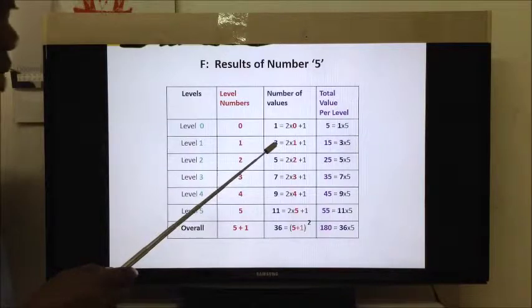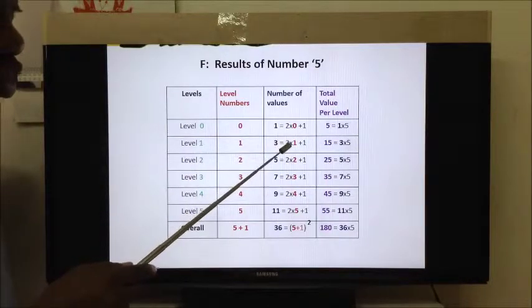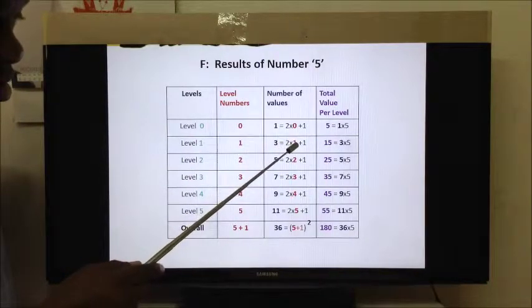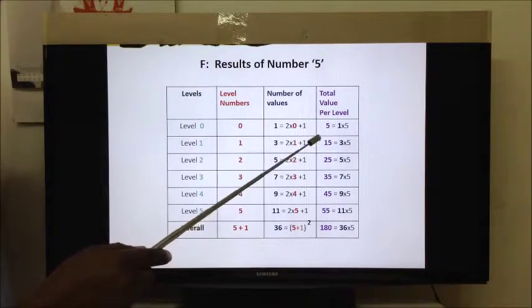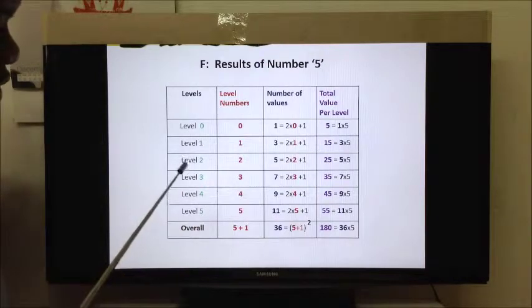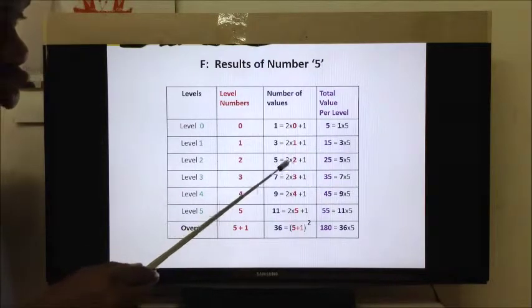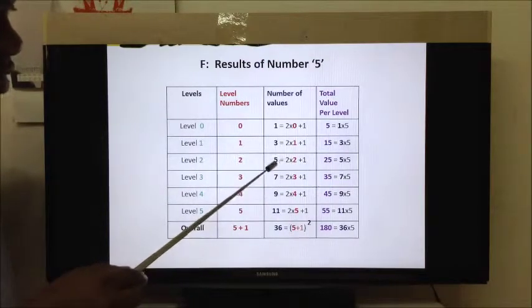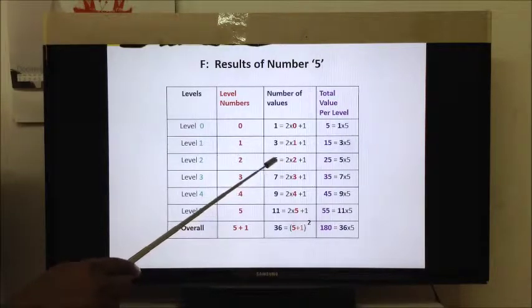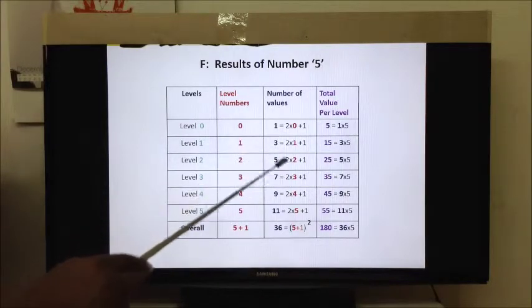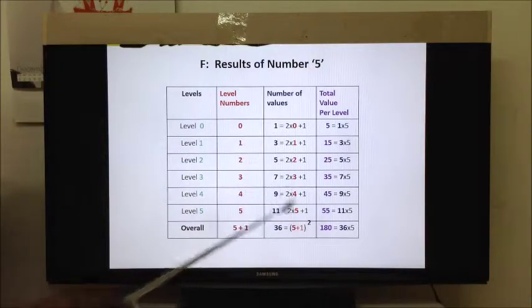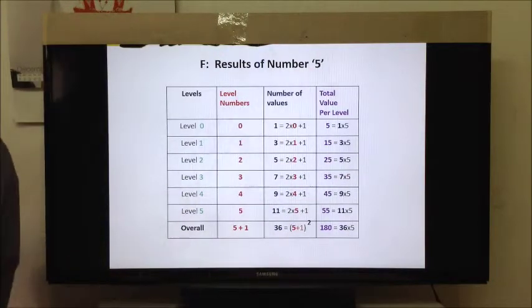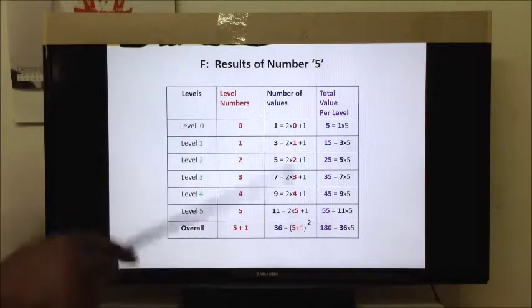How did we get the 3 values? 2 times 1 plus 1. Level 2, 2 times 2 plus 1. That gives us 5 values. And you continue. That pattern is now already traced, and we are going to see the formulas in the next table coming from this observation.